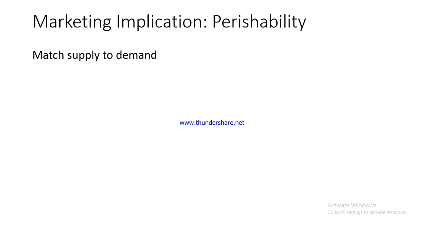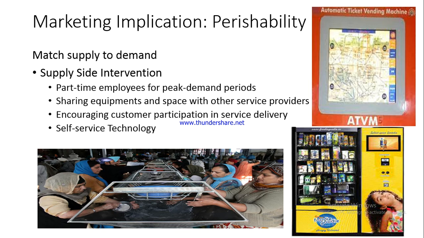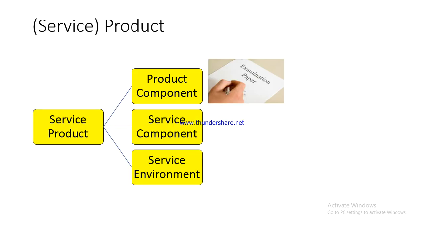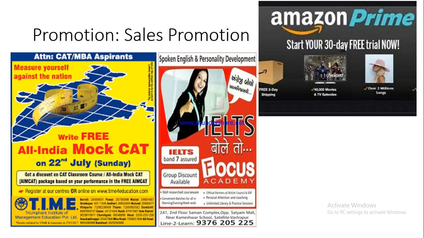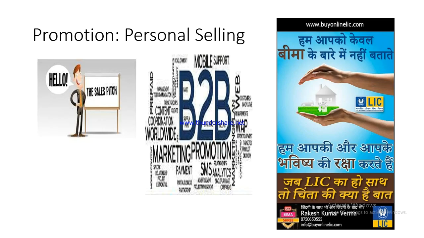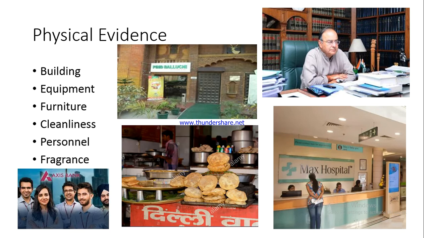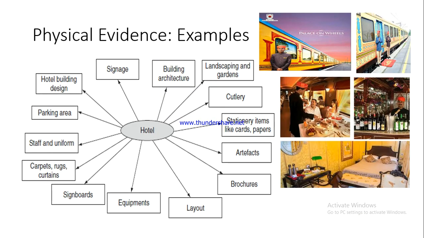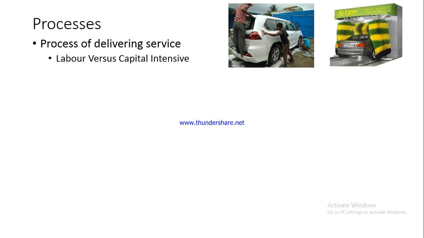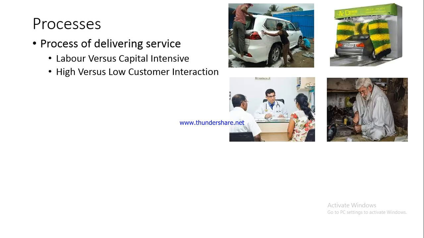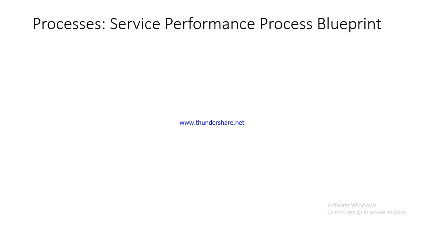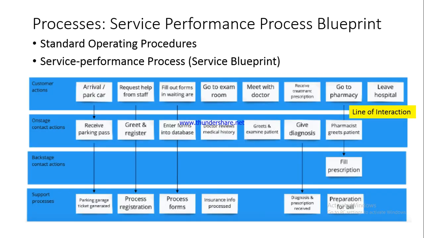Then towards the end we started discussing the 7 P's of service marketing, and as far as the 7 P's were concerned, we were done with the discussion on product, price, place, promotion and physical evidence. You would recall that we were in the middle of discussion on the processes. In the last session we talked about the different types of processes and where the variability is high, and we also talked about the service performance process blueprint.